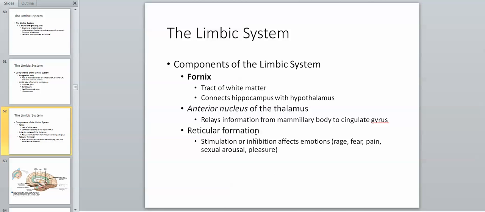And also, the limbic system has connections with the reticular formation. So this is what we say when we're talking about autonomic functions, but also emotional functions, because emotions will affect your states of arousal. So if you're angered, that will certainly wake you up. If you're afraid, if you feel pain, or if there's sexual arousal or pleasure.